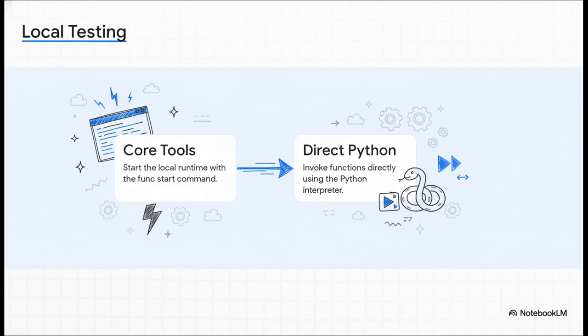You've got two stellar options for testing on your machine. The traditional route is booting up the full Azure Functions Core Tools using the func start command in your terminal, which perfectly simulates the Azure Cloud environment locally. But if you're on a newer SDK, you can actually bypass Core Tools entirely for quick unit testing. Just invoke the file directly with the Python interpreter. It is incredibly fast for instant validation.